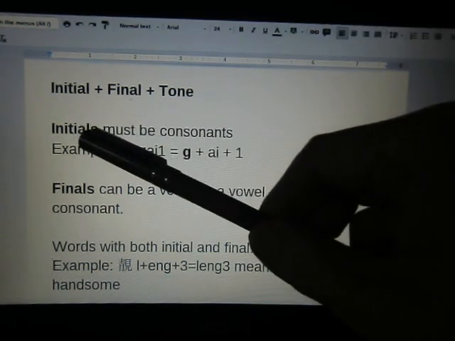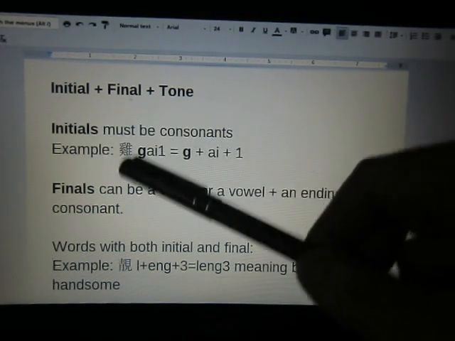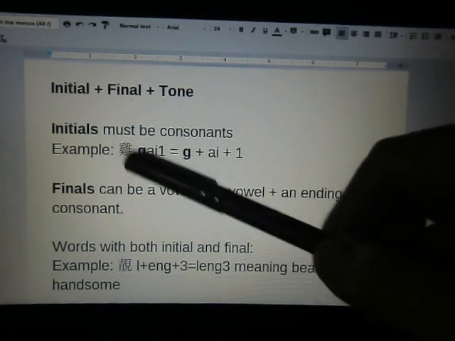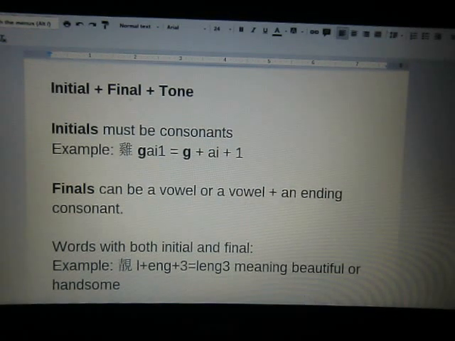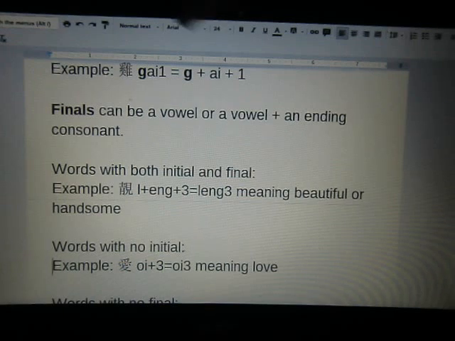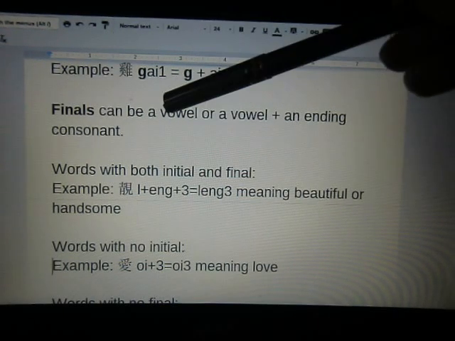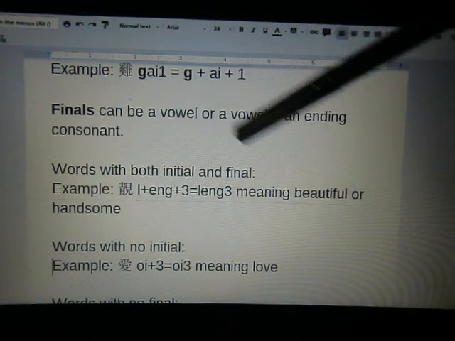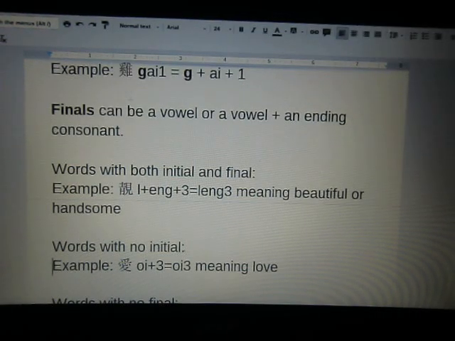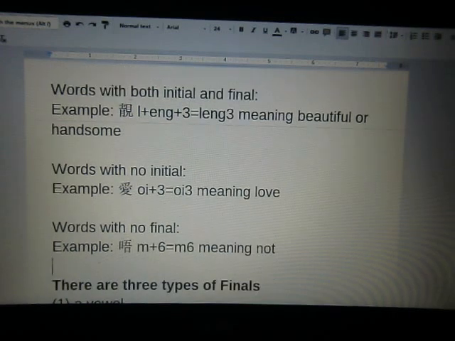And then normally an initial is a consonant, just as in the case of gai, right? G is a consonant, right? It's a gai, right? And then this Cantonese sound of a Chinese character also has a final, right? So a final normally is a vowel, either a vowel or a vowel plus a consonant ending, right? That's a final. Okay, let me give you an example.